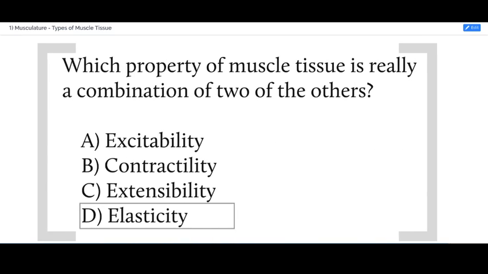Contractility and extensibility are 2 sides of the same coin. And so as we can stretch muscles out and they contract back in and they get used over and over again, the property of elasticity is the one that is a combination of those 2 and allows for muscles to maintain their properties over their entire lifetime of use.